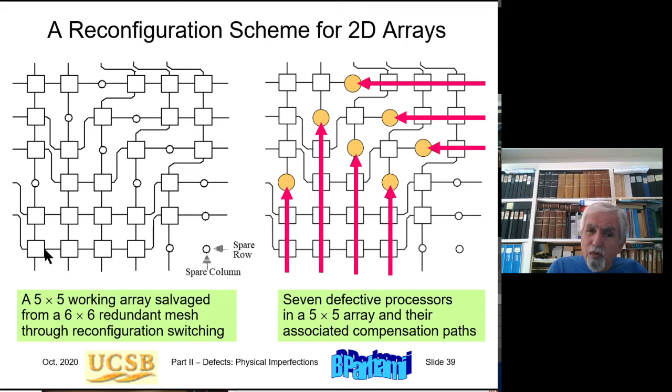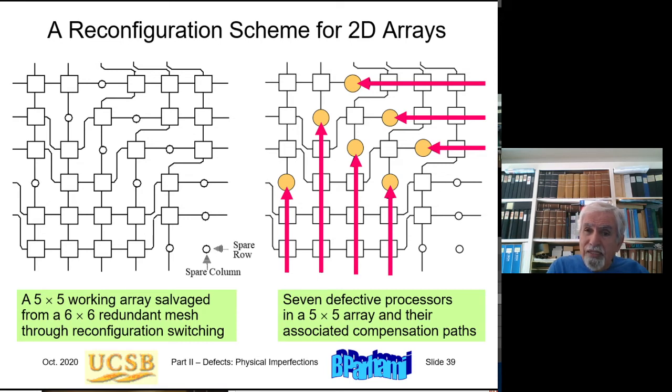Now, assuming this one spare row and one spare column, the inventors of this particular reconfiguration scheme noticed that as long as you can draw arrows from the spare column or spare row to each of the defective processors without these arrows intersecting, then you are able to reconfigure the system.